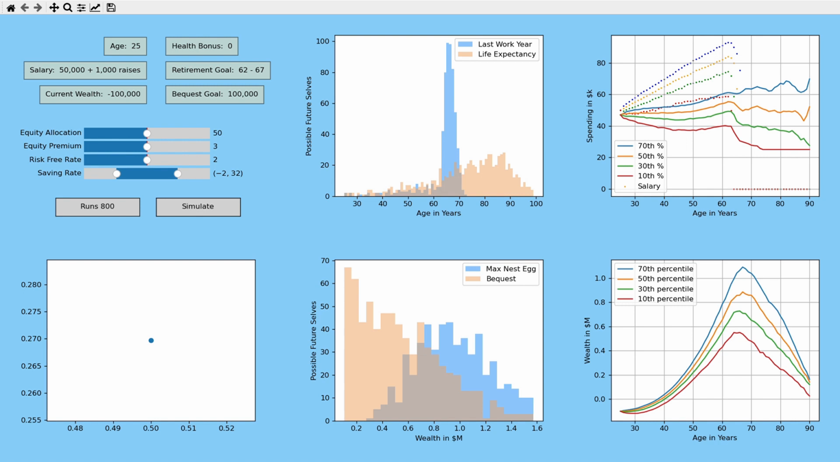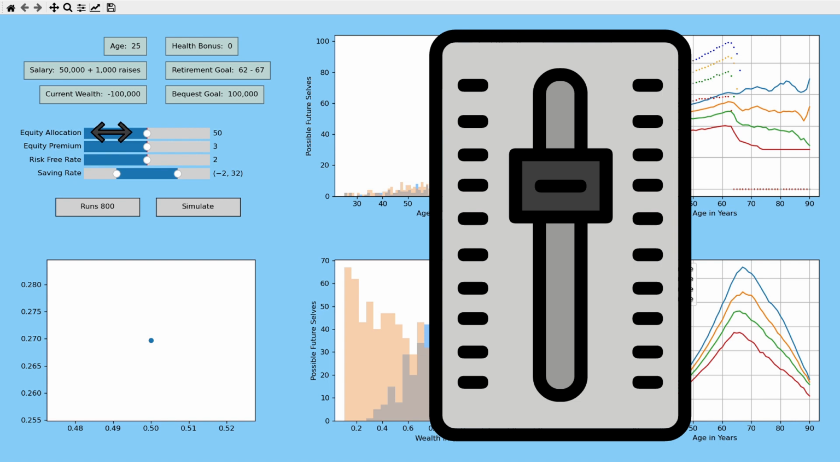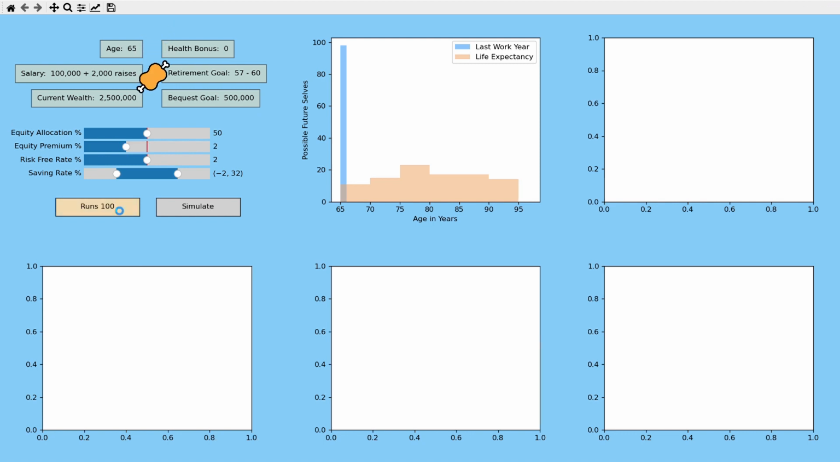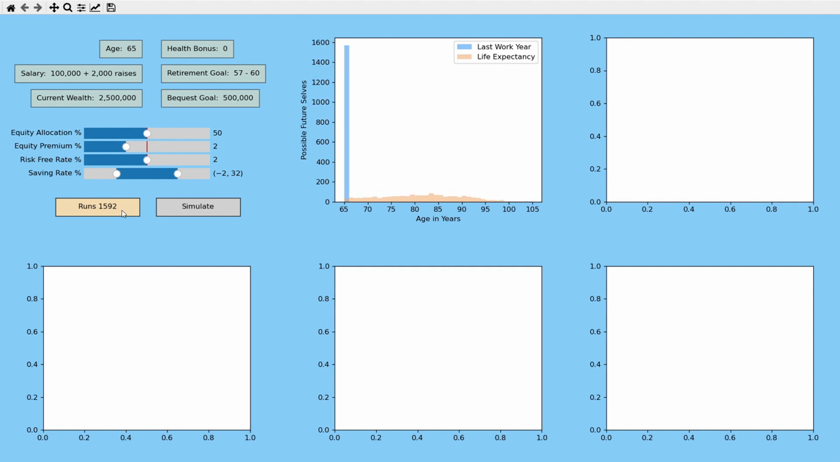The equity allocation slider controls how much the player puts into the stock market, with the remainder put into a safe asset. The equity premium slider sets how much the stock market is expected to perform compared to a safe risk-free asset over the long run. So let's consider a fat cat, a 65-year-old person with 2.5 million investable wealth who just retired. How much can they spend each year so that their spending will be the same? And what is their optimal asset allocation so that they can maximize that spending amount?